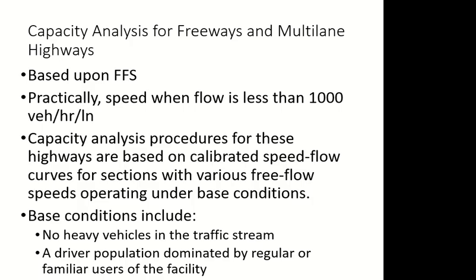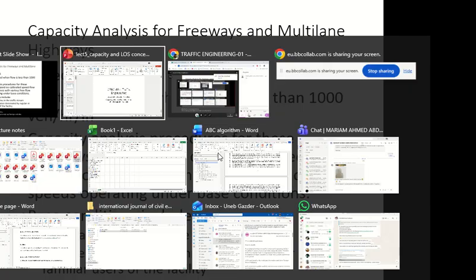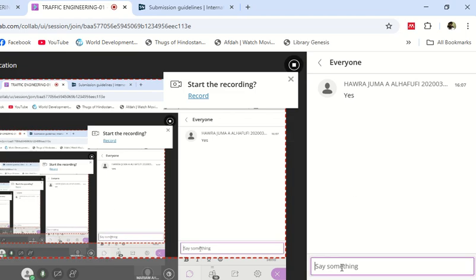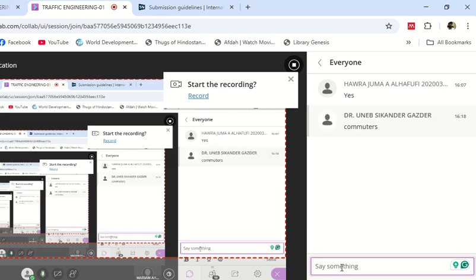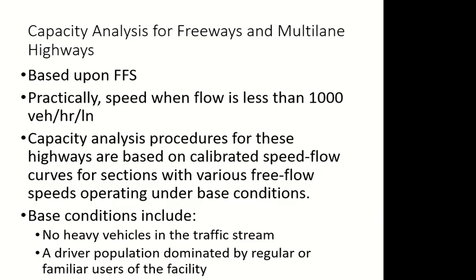Then the drivers are familiar drivers. The name given to these drivers who are familiar with the highway, who know the highway, is commuters. So who are commuters? People who regularly travel on any facility. We have bus commuters, train commuters, highway commuters. If I say this guy is a commuter of this highway, that means he regularly travels on this highway.